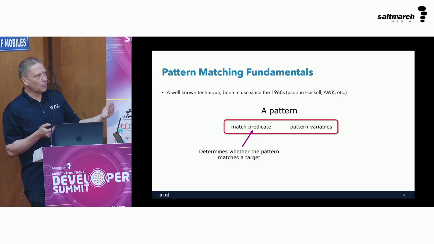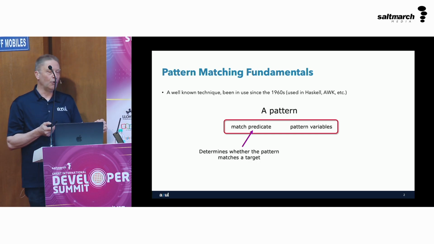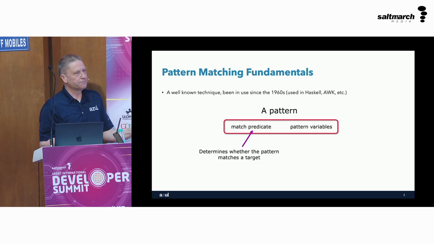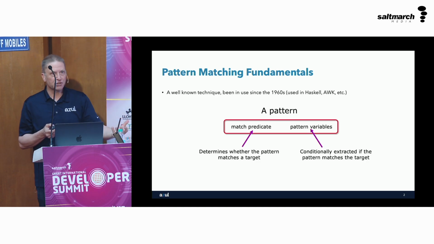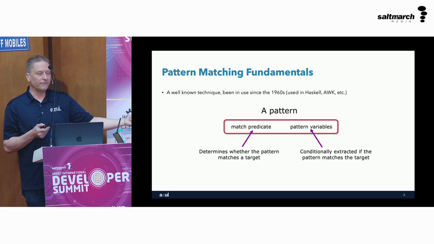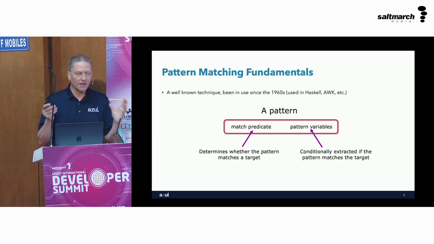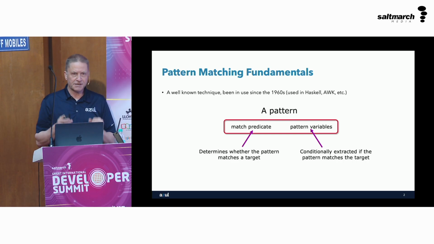And then the second thing that we get associated with the match predicate is zero or more pattern variables. The pattern variables are what we're going to use, conditionally extract them, and then use them based on what we've done with the predicate in terms of matching or not matching. So it might look complicated, but it's actually very simple. And we'll see lots of examples of this as we go through.